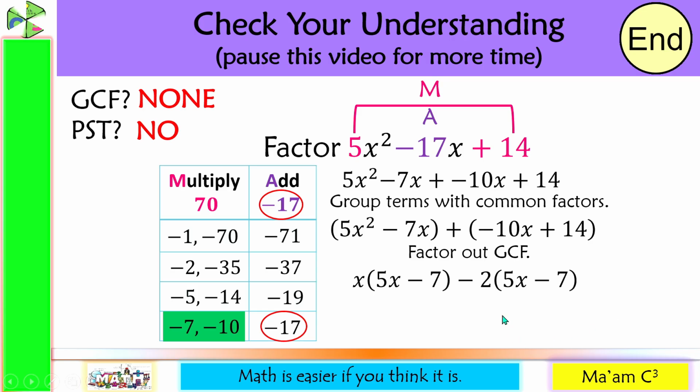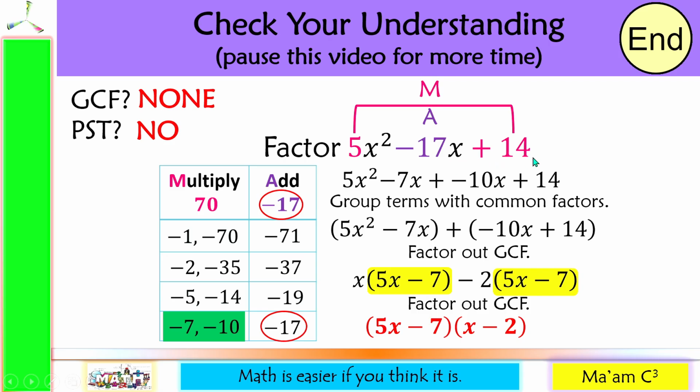Quick check, negative 2 times 5x is negative 10x. Negative 2 times negative 7 is positive 14. So by this time, I know that you already see that we have again a common factor. So let us factor that GCF. Let me write it first, quantity 5x minus 7. So what is left here before the minus sign is x, and after the minus sign is 2. So I have minus 2. These are now the factors of 5x squared minus 17x plus 14.